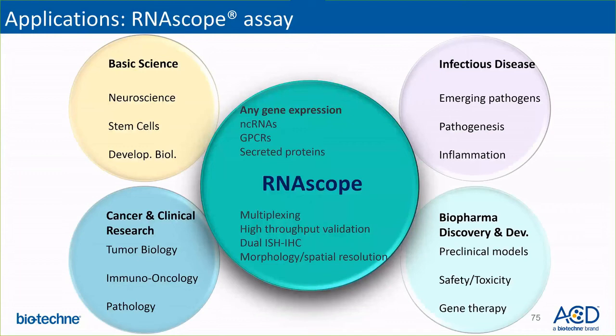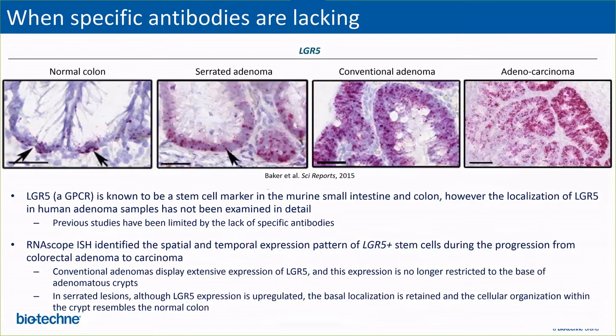For many targets, reliable antibodies for IgG detection are not available. An example of this is LGR5, which is an intestinal stem cell marker. In this study, the authors used RNAscope to detect LGR5 in human colorectal cancer samples.